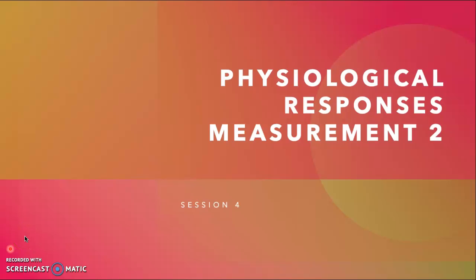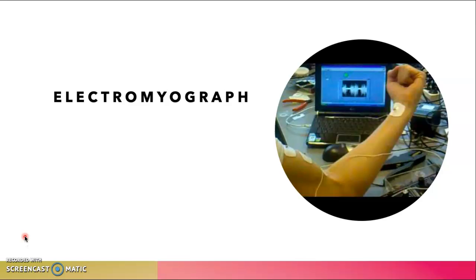All right, guys, last lesson we looked at the first of our physiological response measurements, and we looked at our EEG, the electroencephalograph, which detects, amplifies, and records the electrical activity of the brain. Today we're going to be looking at the EOG and the EMG.